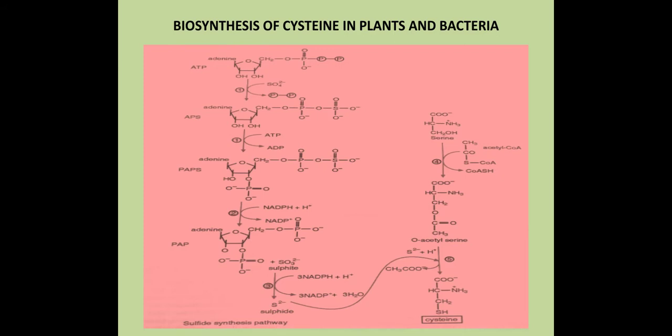There is another pathway of formation of cysteine from serine, and in this pathway the serine first combines with acetyl coenzyme A. As a result, the acetyl group attaches to the beta carbon of the serine, and this produces O-acetylserine. This reaction is catalyzed by the enzyme serine acetyl transferase. The acetyl group attached to this O-acetylserine is replaced by the thiol group, meaning the SH group, which comes from the sulfite reduction reaction. As a result, cysteine is produced from the serine.